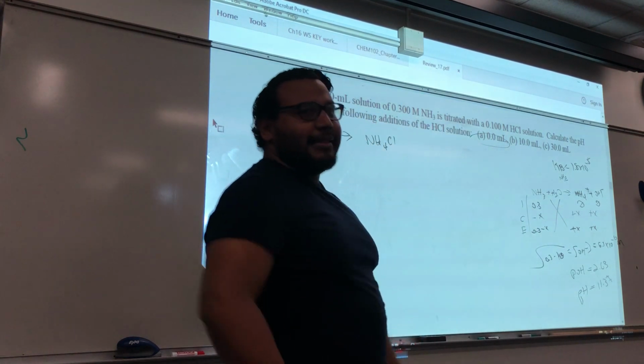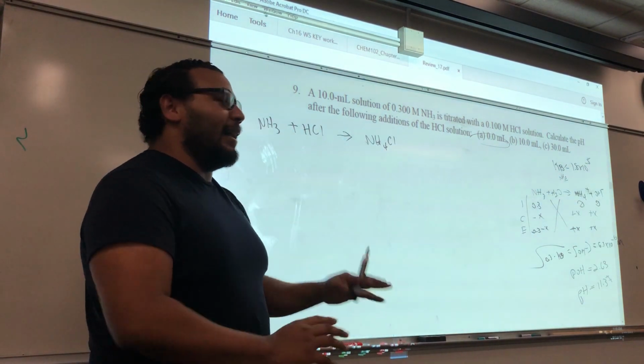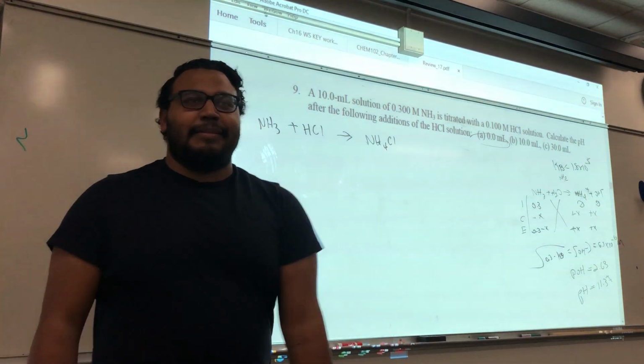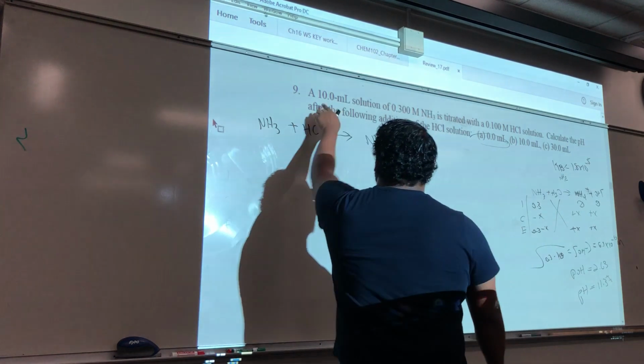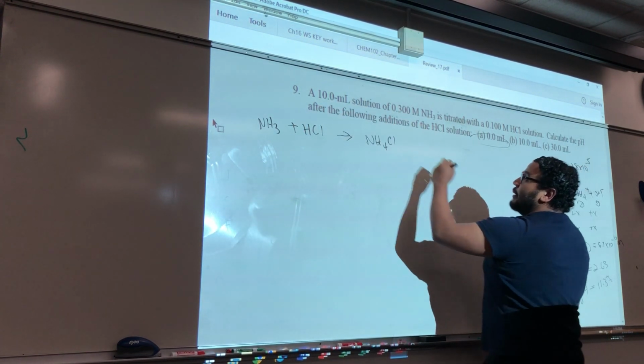We're now going to add some acid to this, in which case we need to do a stoichiometry calculation first, right? And once we do that, then we can use the Henderson-Hasselbalch, if we can. Cool. So then we need to figure out the mole amount. So what's that? 0.03.